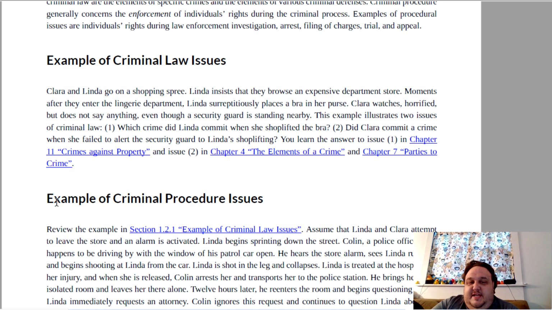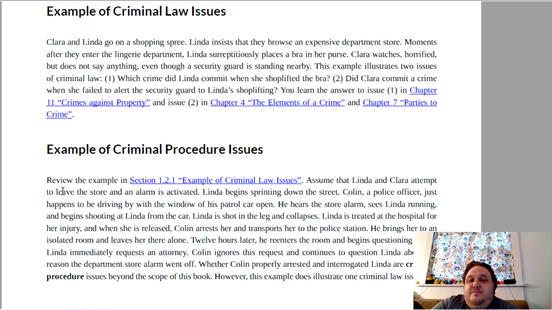Now, we're going to take this a little step forward with how procedure comes up with an issue. So let's assume Linda and Clara attempt to leave the store and an alarm is activated. Linda begins sprinting down the street. Colin, a police officer, just happens to be driving by with the window of his patrol car open. He hears the store alarm, sees Linda running, and begins shooting at Linda from the car. Linda is shot in the leg and collapses.